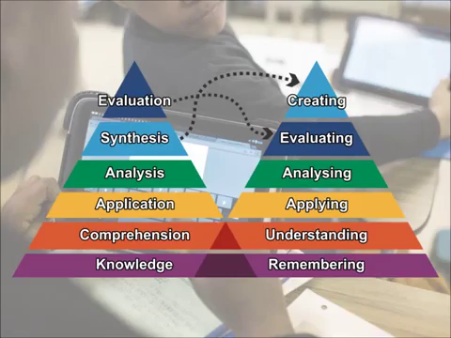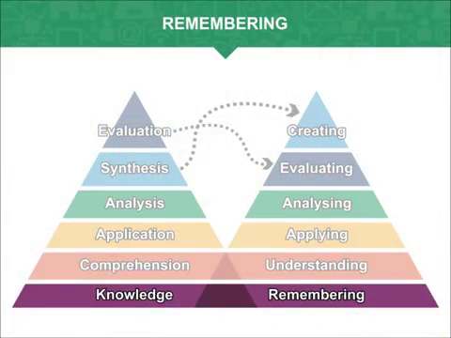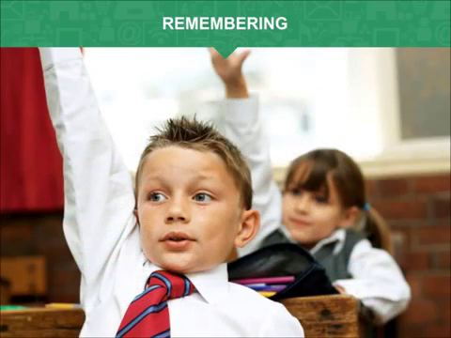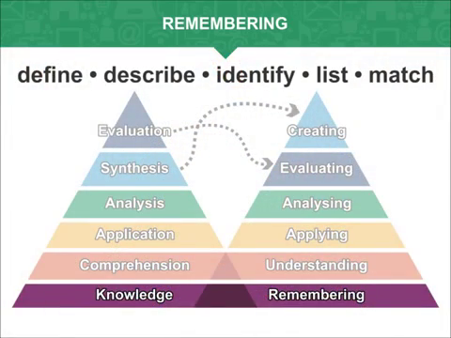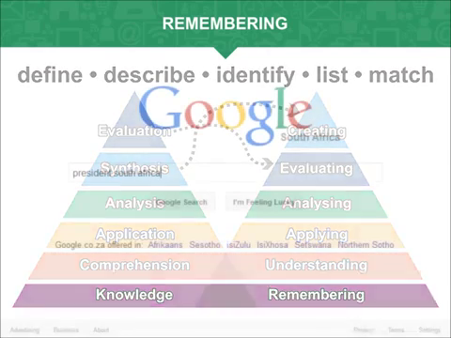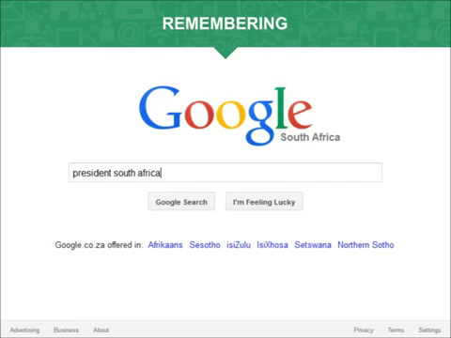Let's take a look at some examples. The first level is remembering. If the teacher asks the question, "Who is the President of South Africa?" they are asking the learner to remember. The learner will recall the name of the current president to answer the question. The kinds of question that will test remembering could include keywords such as define, describe, identify, list, or match. Technologies that can be used to help with remembering include bookmarking, highlighting, and doing basic Google searches.